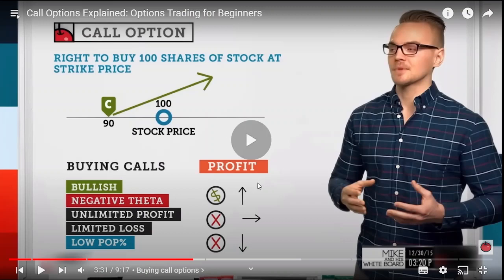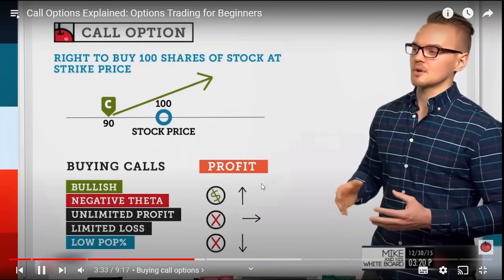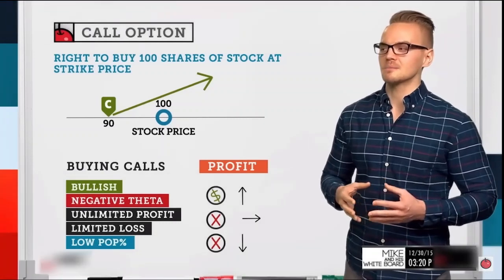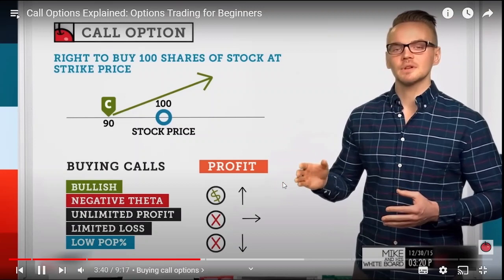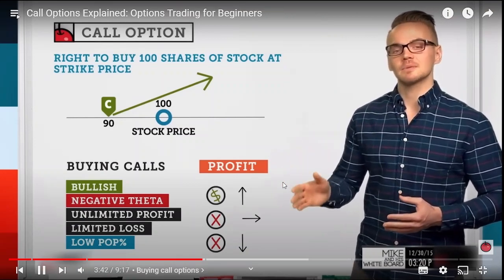So if we look at the profit zone over here to the right, we can see that with buying call options, it's only profitable if it goes up, and it's not profitable if it stays the same, and it's not profitable if it goes down.